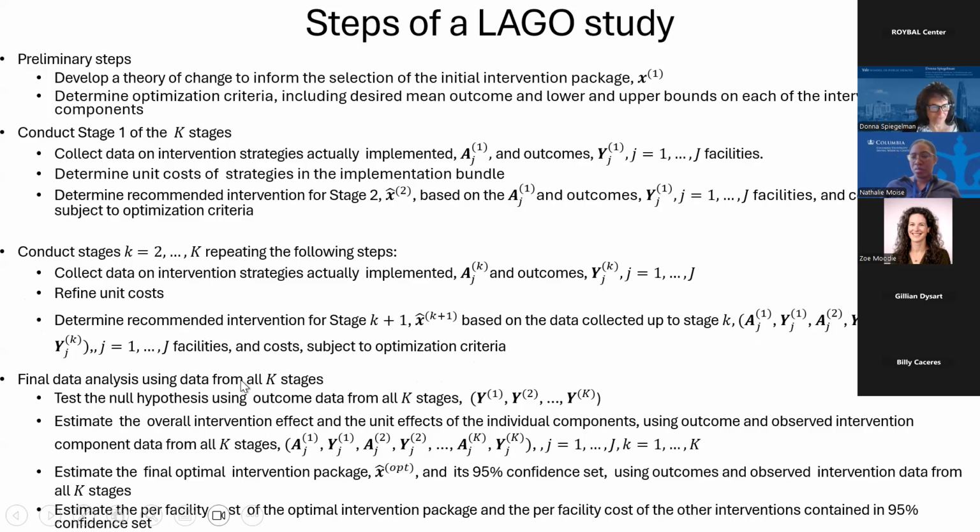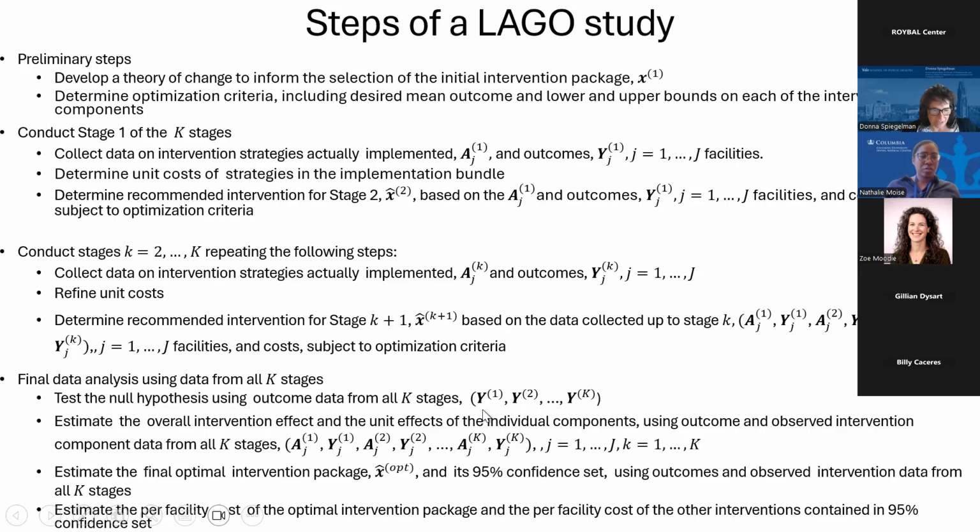facilities and the costs. And then once this iterative process is finished for the K stages, then we'll test the null hypothesis using the outcome data for all K stages. So we wouldn't be using the A or intervention data, because for this analysis it's just: was the facility in the intervention group, then it's 1, or not, 0, or if it's a stepped-wedge design, it might vary. And then we estimate the overall intervention effect and the unit effects of the individual components using the outcomes and observed data all the way up to stage K.